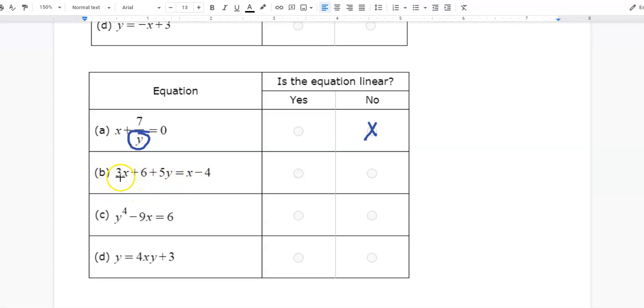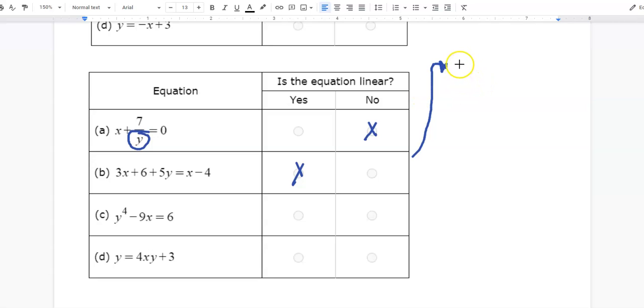Okay, take a look at this next one: 3x plus 6 plus 5y equals x minus 4. Do we have any exponents on our variables? We do not. Do we have any variables that are multiplied together? We do not. Do we have any variables in the denominator of fractions? We do not. And do we have any variables being used as exponents? Again, we do not. So that is linear. Bring that right up here. We're going to get that into standard form.